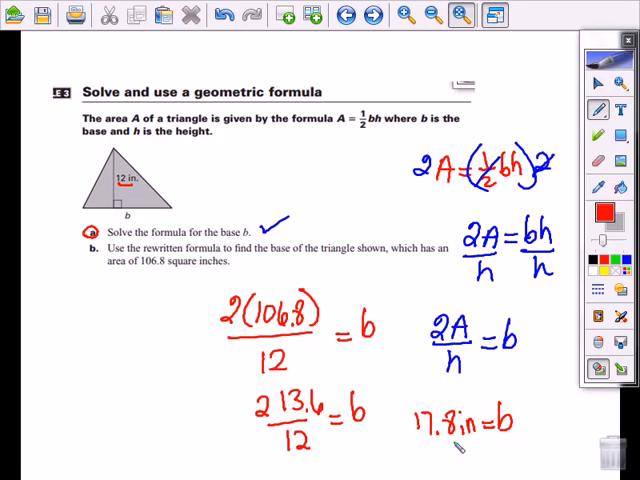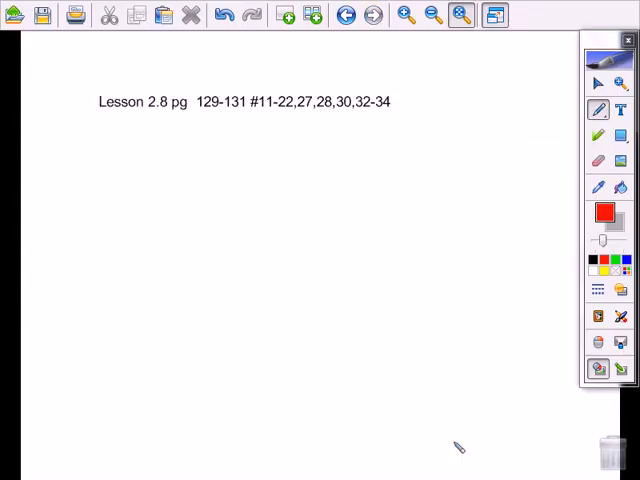Okay, so that's it. Don't forget to do those other 2 problems, and if you want to start your assignment early, you're welcome to. Here it is: lesson 2.8, pages 129 to 131, problems 11 to 22, 27, 28, 30, 32 to 34.